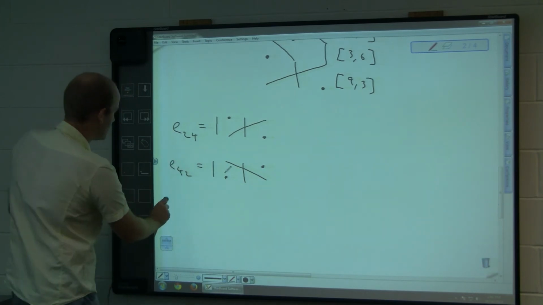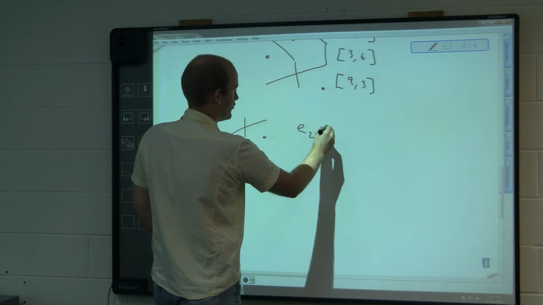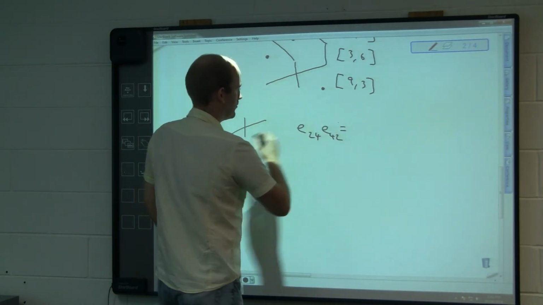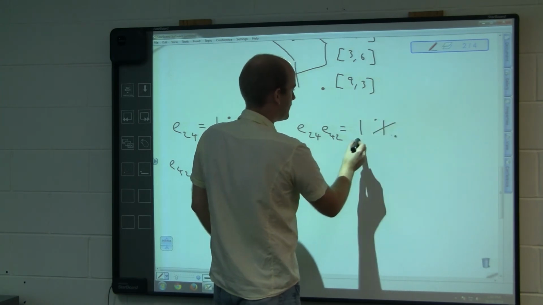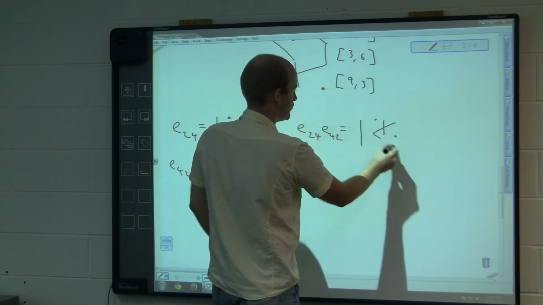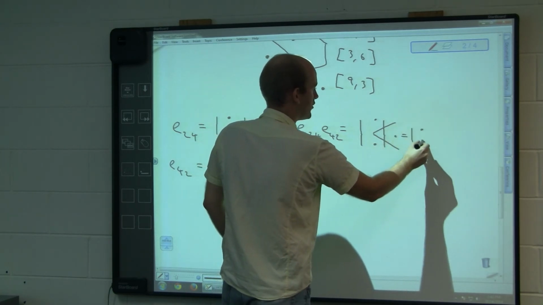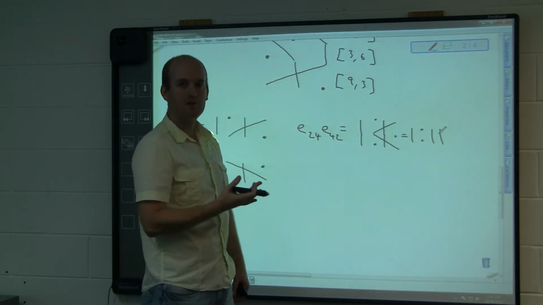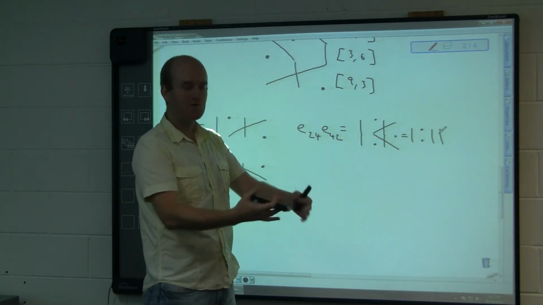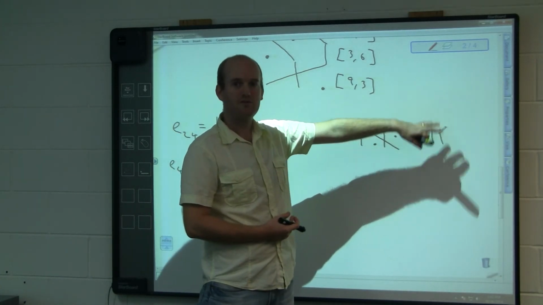So imagine I did E24 followed by E42. Right? So E24 looks like that, and then E42 looks like that, which means that the product of those two things is this. Now it's the inverse mapping in the sense that it undoes what the other one does, but it doesn't leave you with the identity mapping. Rather, it leaves you with the restriction of the identity mapping.